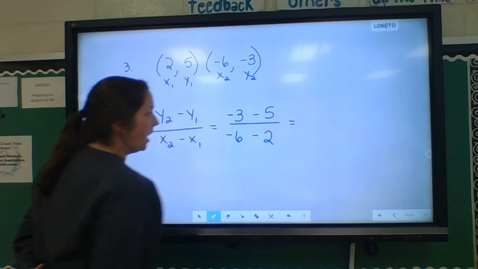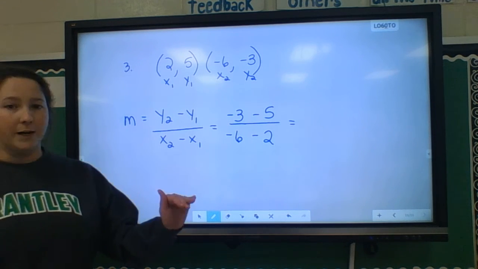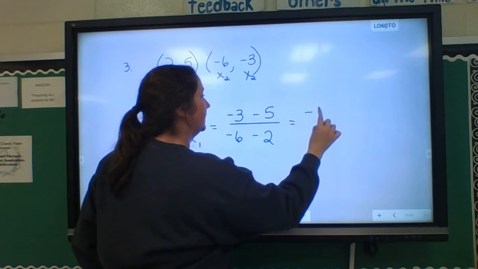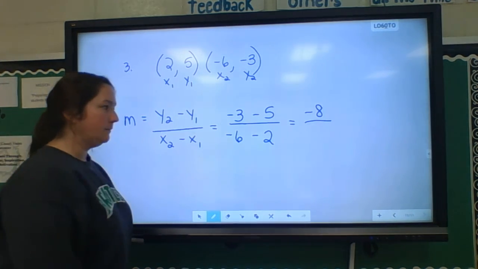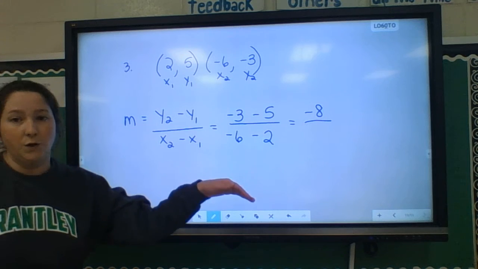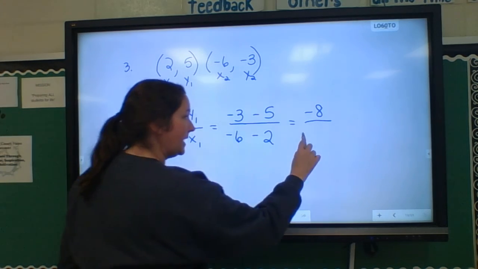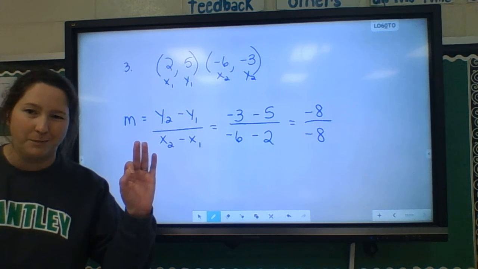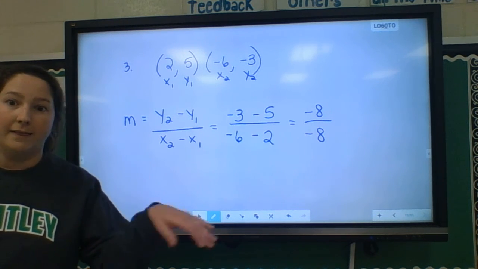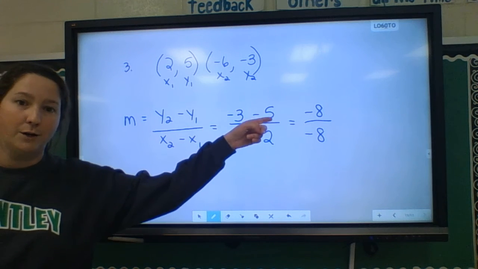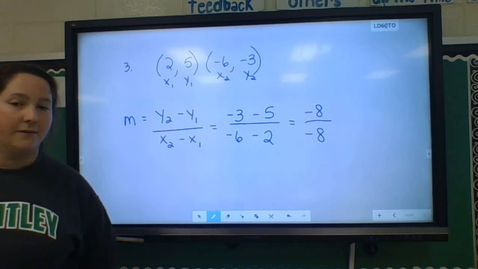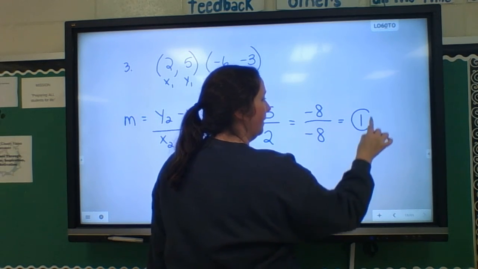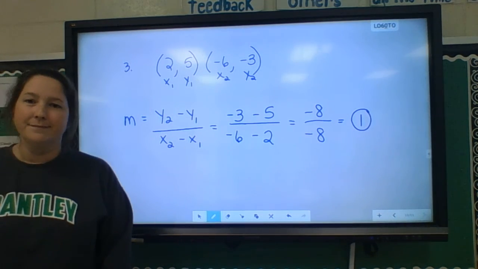All right. So what is negative 3 minus 5? Negative 8. Negative 6 minus 2, negative 8. Simplify was our third step. Sorry, I forgot to mention that. Simplify. Last but not least, reduce. What's negative 8 over negative 8 reduced to? Positive 1. Thank you.